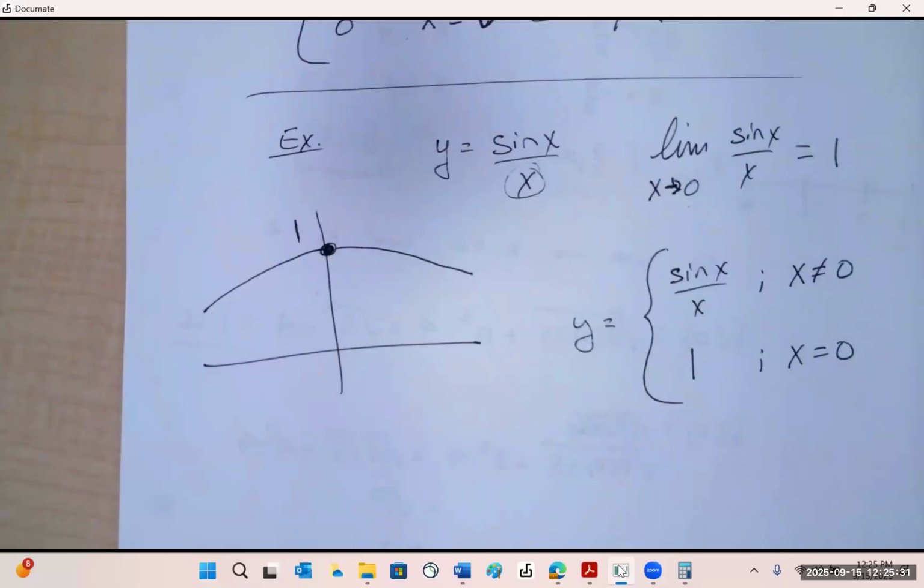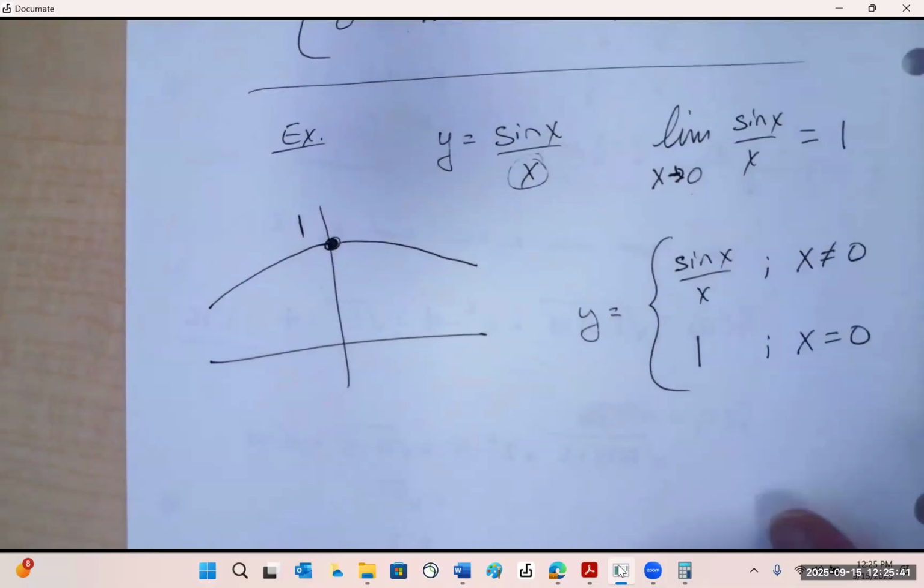That's what this last part tells us: we can make functions continuous. If we have one point, if we have a hole in the function, then we can make it a continuous function.